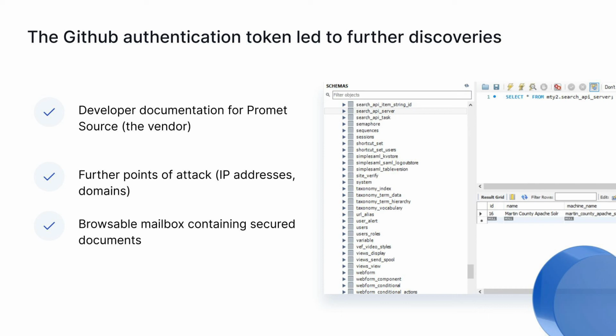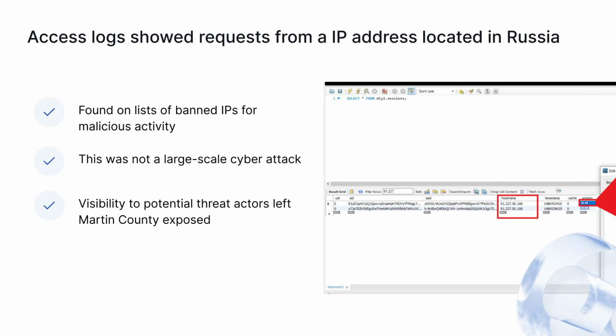In addition to the user accounts portion of the database, there were also logs of activity on the Martin County site. Like most logs, much of the activity was banal, tracking which URLs people accessed at what times. But the logs also showed activity from outside requests, including requests for documents from an IP address located in Russia. Looking further into the significance and history of that IP address, analysts found it on a list of IPs that had been banned from other sites due to originating malicious activity.